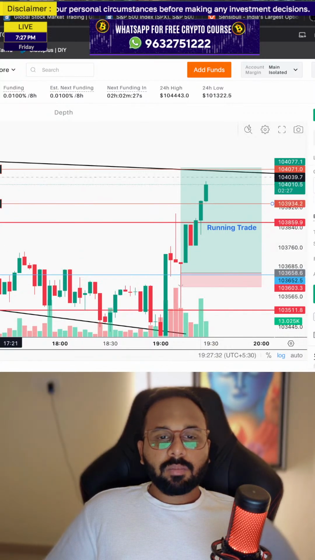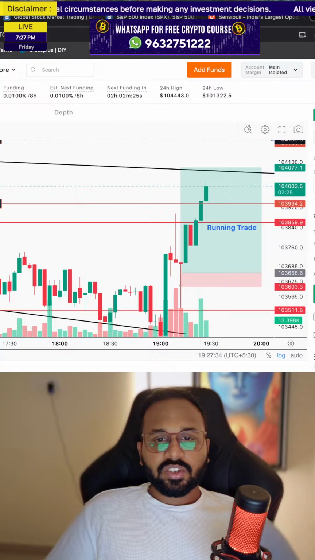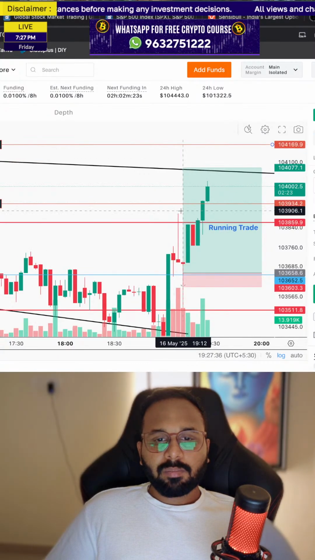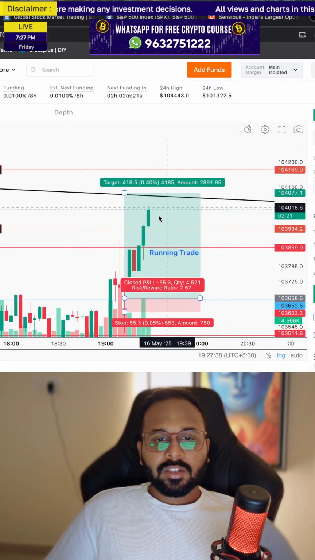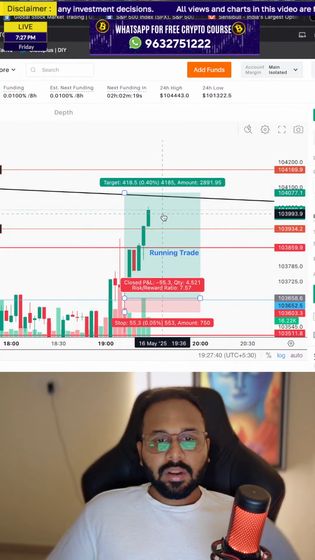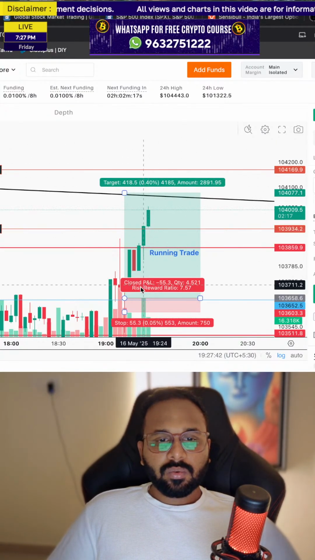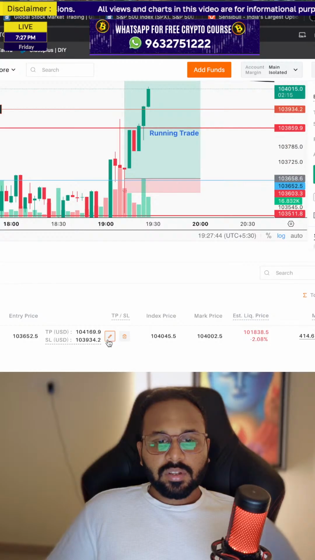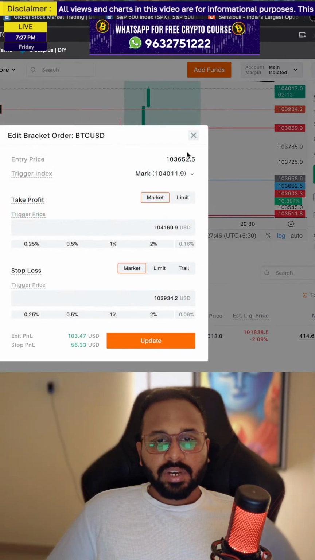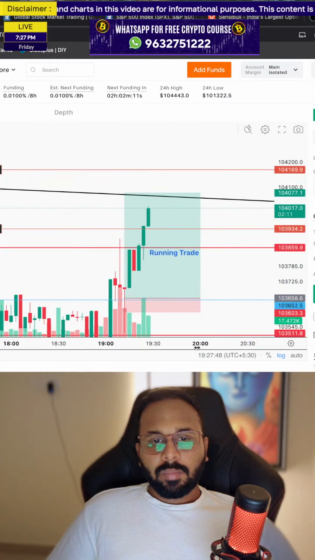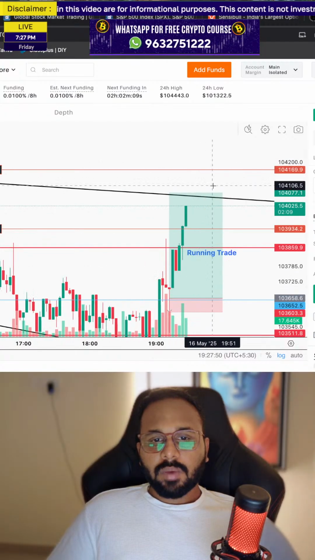See, I've trailed my stop loss here. I'm changing my target. I know that is the upper resistance. If the market is not going above that, that is fine, but we will increase the target. Now, whatever happens in this trade, for me, profit is $50. Target minimum $50, maximum $100.